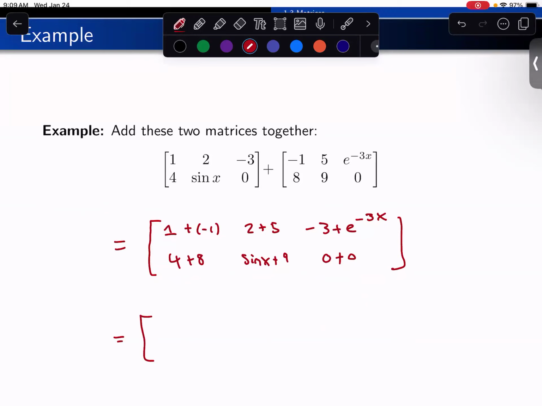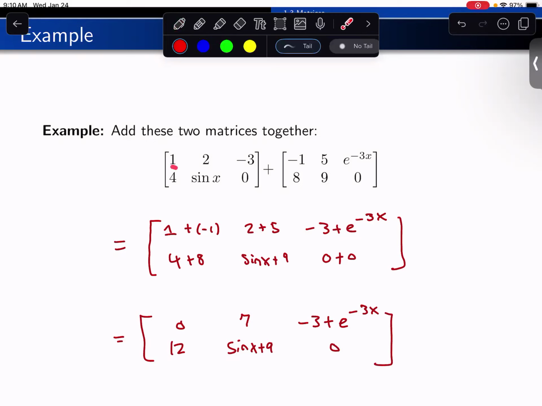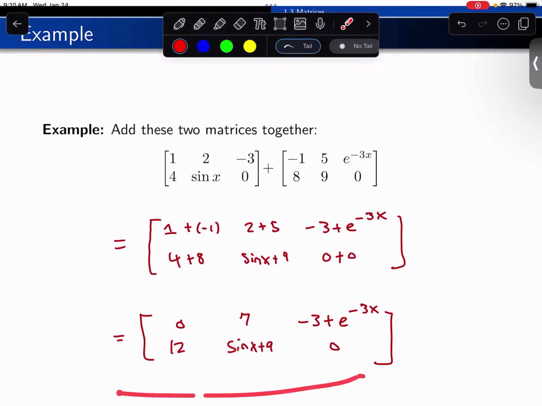1 plus minus 1 is equal to 0. 2 plus 5 is equal to 7. We'll keep this as minus 3 plus e to the minus 3x. 4 plus 8 is equal to 12. We'll keep this as sine of x plus 9. And then 0 plus 0 is equal to 0. So you just add the corresponding entries together to get the new entry, and they give the sum of the matrices. Are there any questions about how I got this matrix?